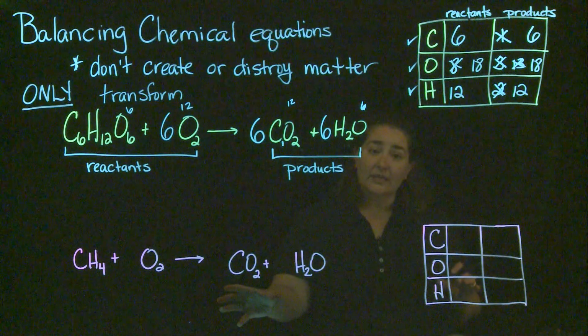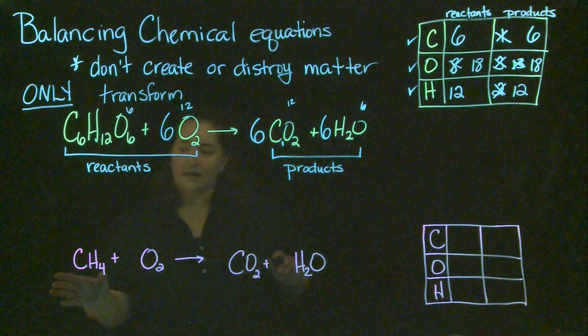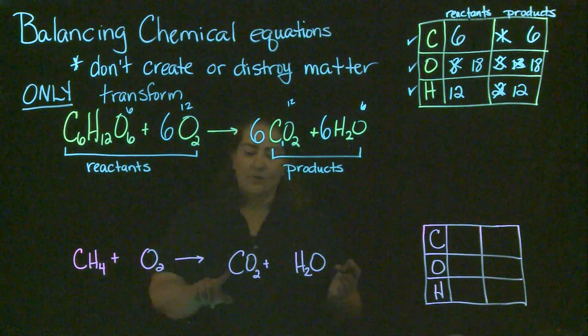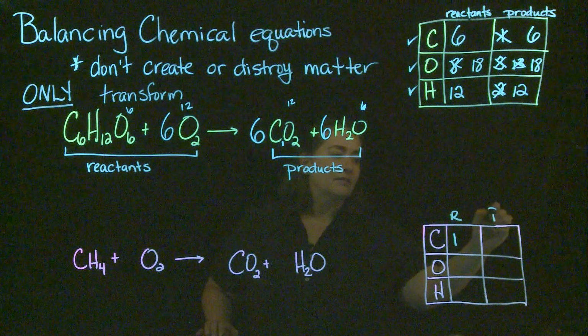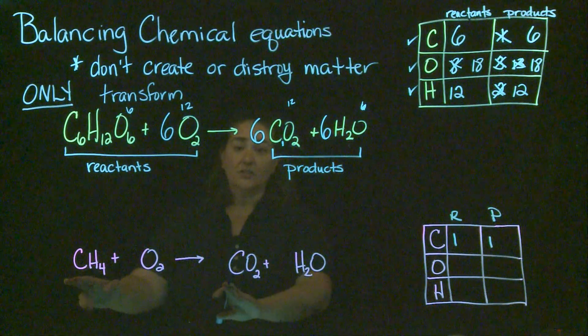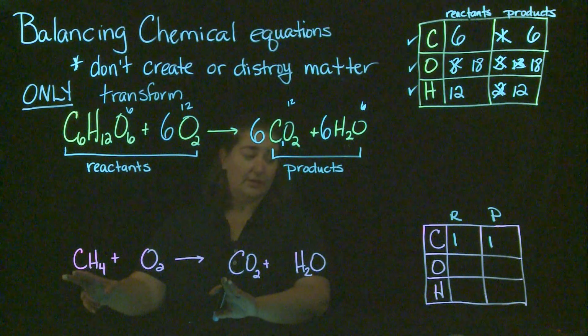I've got another one here. This one will go a little quicker, okay? Again, if we count things up, I always like to start with carbon. We've got 1 carbon on the reactants, 1 carbon on the product side. That's actually looking pretty good. If we don't have to mess with carbon, we don't have to, okay?